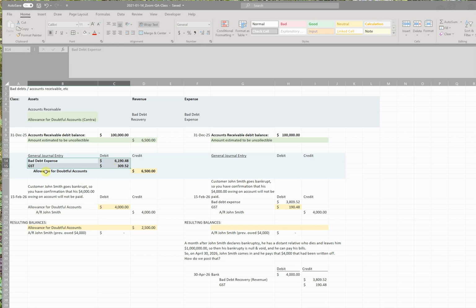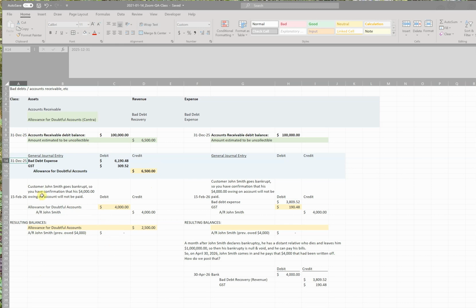So we had to break out GST from the total, and then we debited bad debt expense and we debited GST. And then on December 31st, 2025, we have this journal transaction that takes place, and it makes it so that there's $6,500 credit balance sitting in allowance for doubtful accounts on the balance sheet. So then going forward, they have that room.